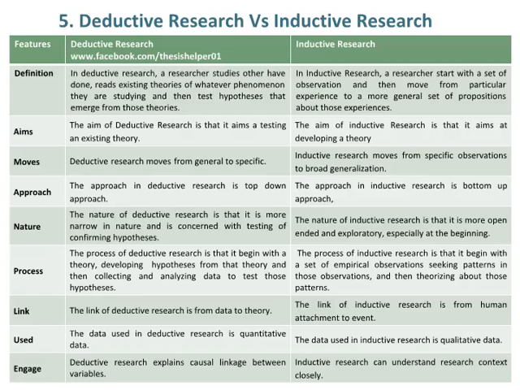The link of deductive research is from data to theory, whereas the link of inductive research is from human attachment to event. The data used in deductive research is quantitative data, whereas the data used in inductive research is qualitative data. Deductive research explains causal linkage between variables, whereas inductive research can understand research context closely.